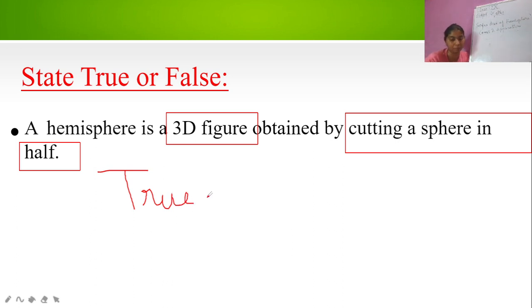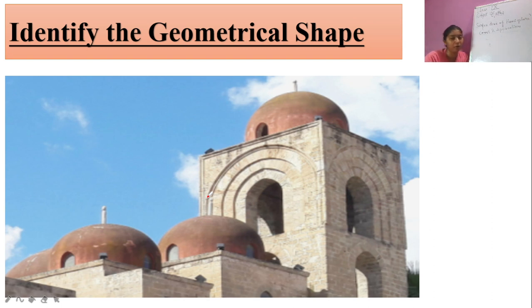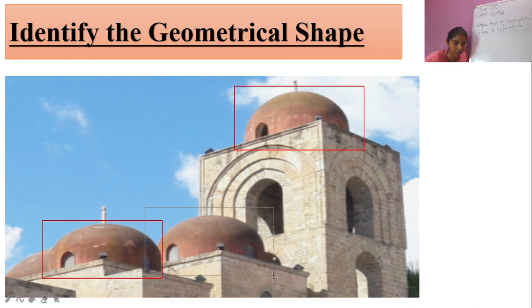So let's come forward. Now students, do you identify any geometrical shape in the given image? Yes. Okay, so where do you find it? We have one at the top and others at the bottom. I'm making boxes for each of them, right students? So students, this is a geometrical shape of a hemisphere. Very good. We can see three hemispheres in this picture.